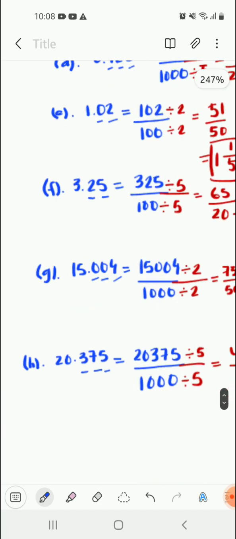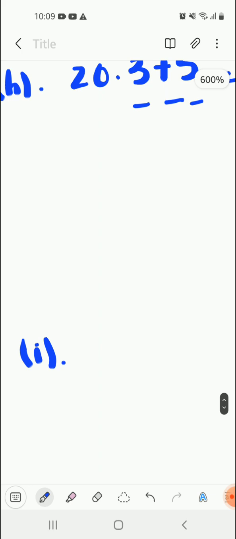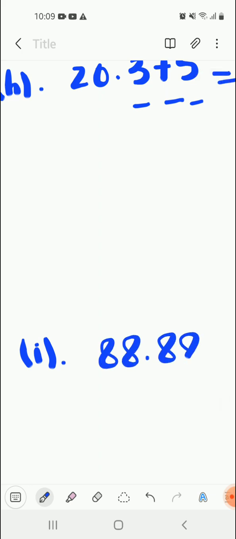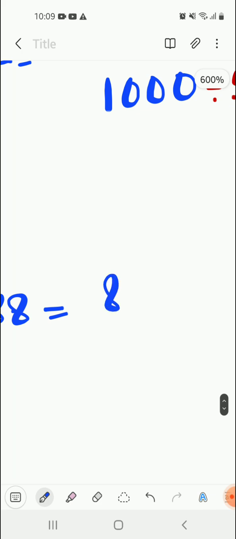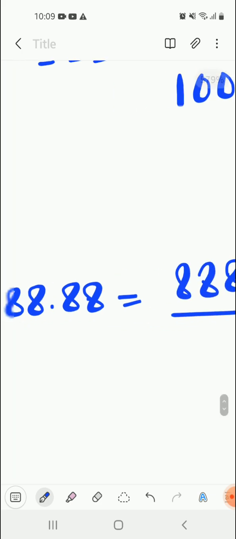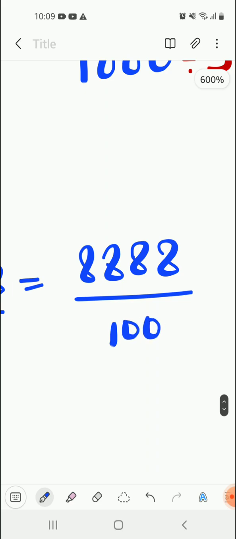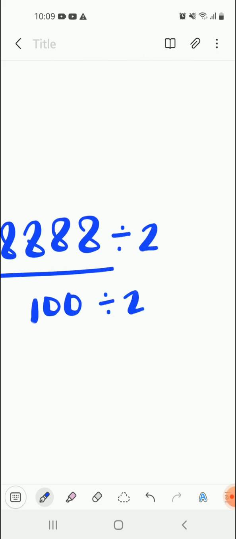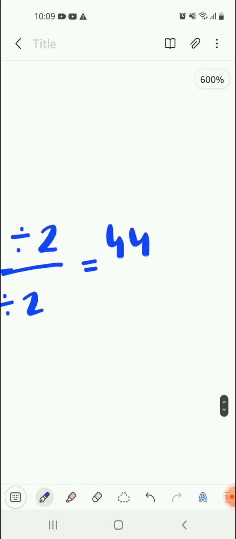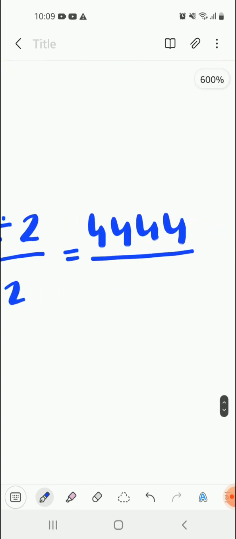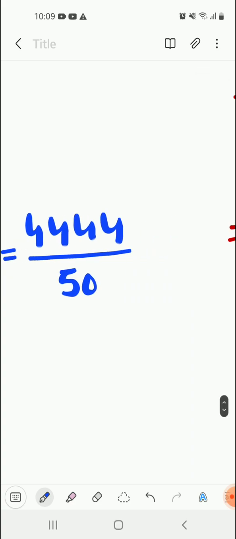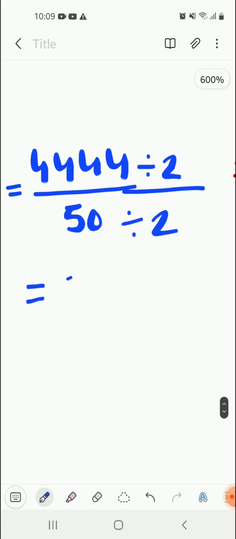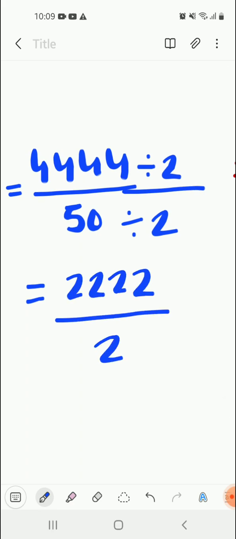88.88. So we're going to write 8888 and 2 decimal places, so 1, and there will be 2 zeros. Both are even numbers, you can see. So we will divide both with 2 first. We get 4444, and 100 divided by 2, we get 50. Again, divide both with 2. We will get 2222 and 50 becomes 25.